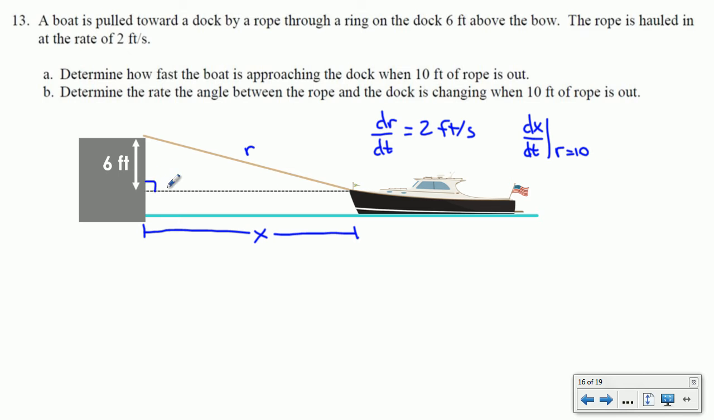So this is a right angle triangle. x is related to r by Pythagoras Theorem. So we can start by going x squared plus 6 squared equals r squared.